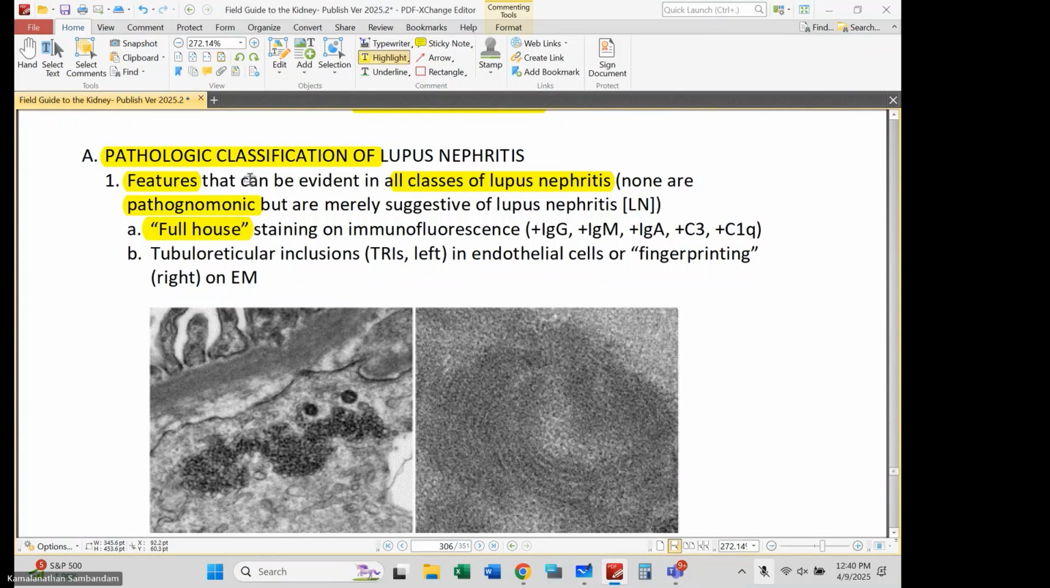Certainly, you've heard for now, multiple times the full house staining. Remember, full house, if you're not a poker player, is a combination of a 3 of a kind and a 2 of a kind. So you have the 3 immunoglobulins that are present, IgG, M, and A, and then the 2 complement components is your 2 of a kind. There's C1q and C3 that's present. Often there's C4 as well. Okay, but that's not necessarily part of the full house statement.